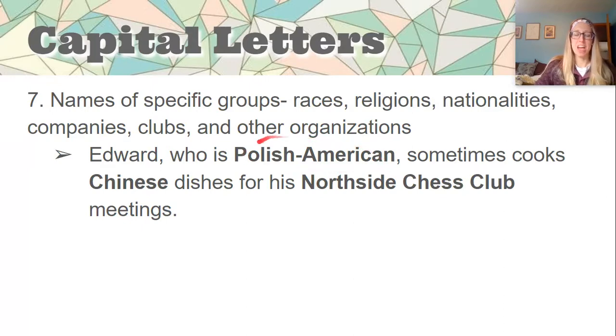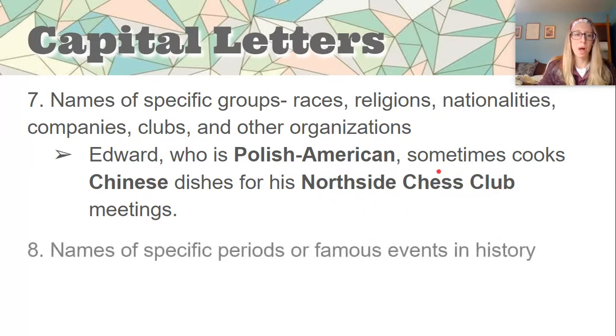Okay, so this would be a race, Polish American, so it needs to be capitalized. Sometimes cooks Chinese dishes. So Chinese is also like a race and a nationality. So even though it's referring to the food, it still needs to be capitalized. For his Northside Chess Club meetings, okay? And this would be a club or organization, so that needs to be capitalized as well.